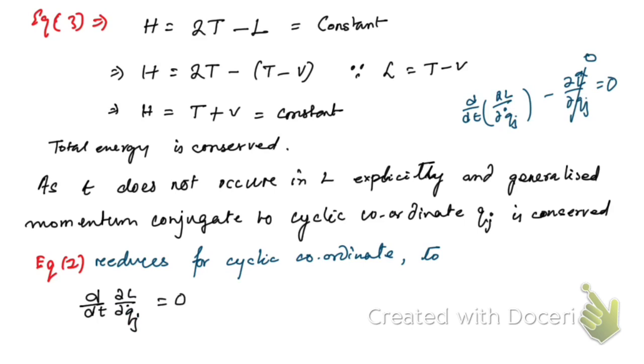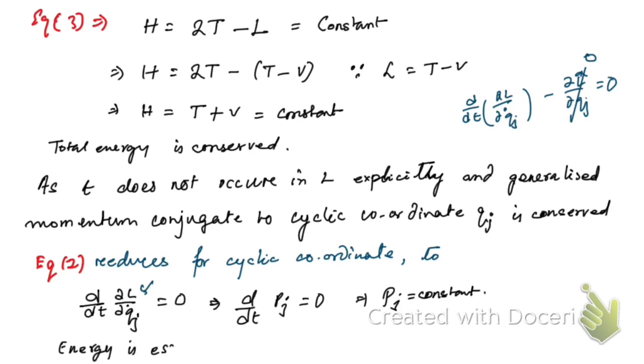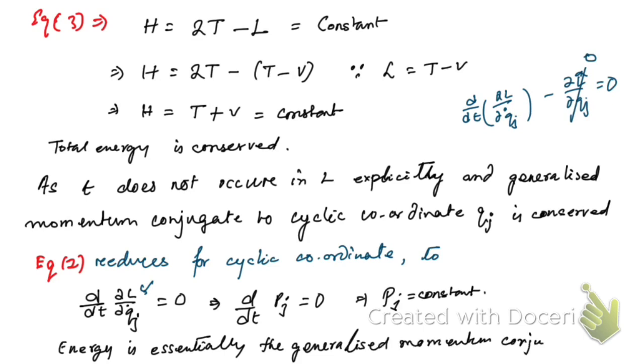And we know that this part is nothing but the momentum pj, so that's why we can write the time derivative of pj is equal to 0. If that is the case, if the derivative of pj with respect to time t is 0, then pj is constant. When we differentiate pj with respect to t, we get 0. So that's why this energy is essentially the generalized momentum which is conjugate to time, right? So hope you have understood this.